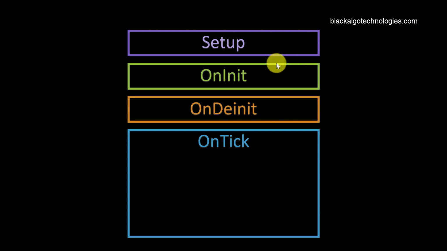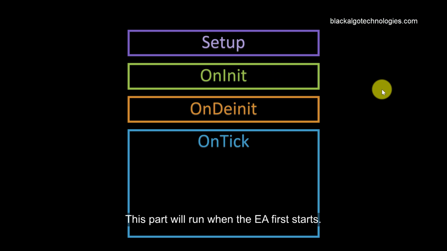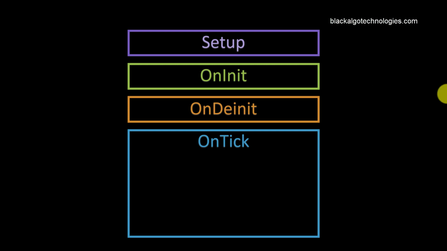The second part, on init. On init is short for on initiation. So this part will run when the EA first starts. On deinit is short for on deinitiation. So it will run when the EA is shut down.